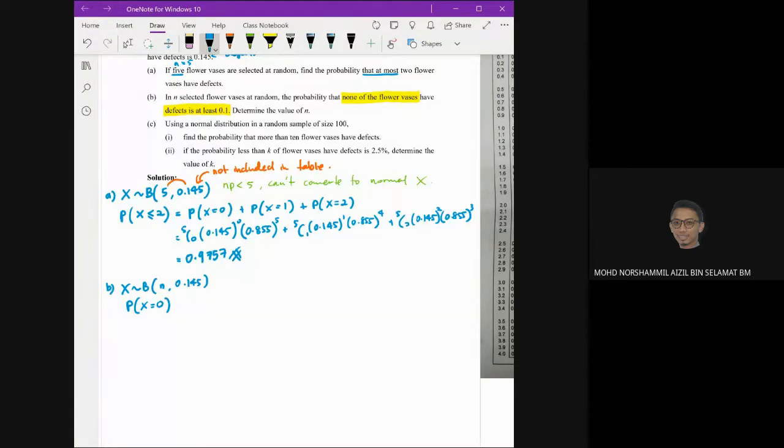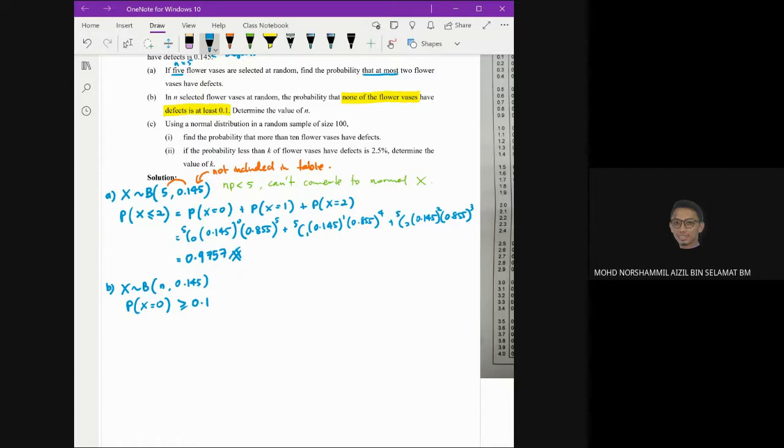Nampak tak? Boleh? Probability that none of the flower vases. Tak ada pun. So probability of X equals to 0 is at least 0.1. At least ni at most kan? Yes, sir. Kena greater than or equals to 0.1. At least, maksudnya 0.1 dan ke atas. Okay, so this is the idea.